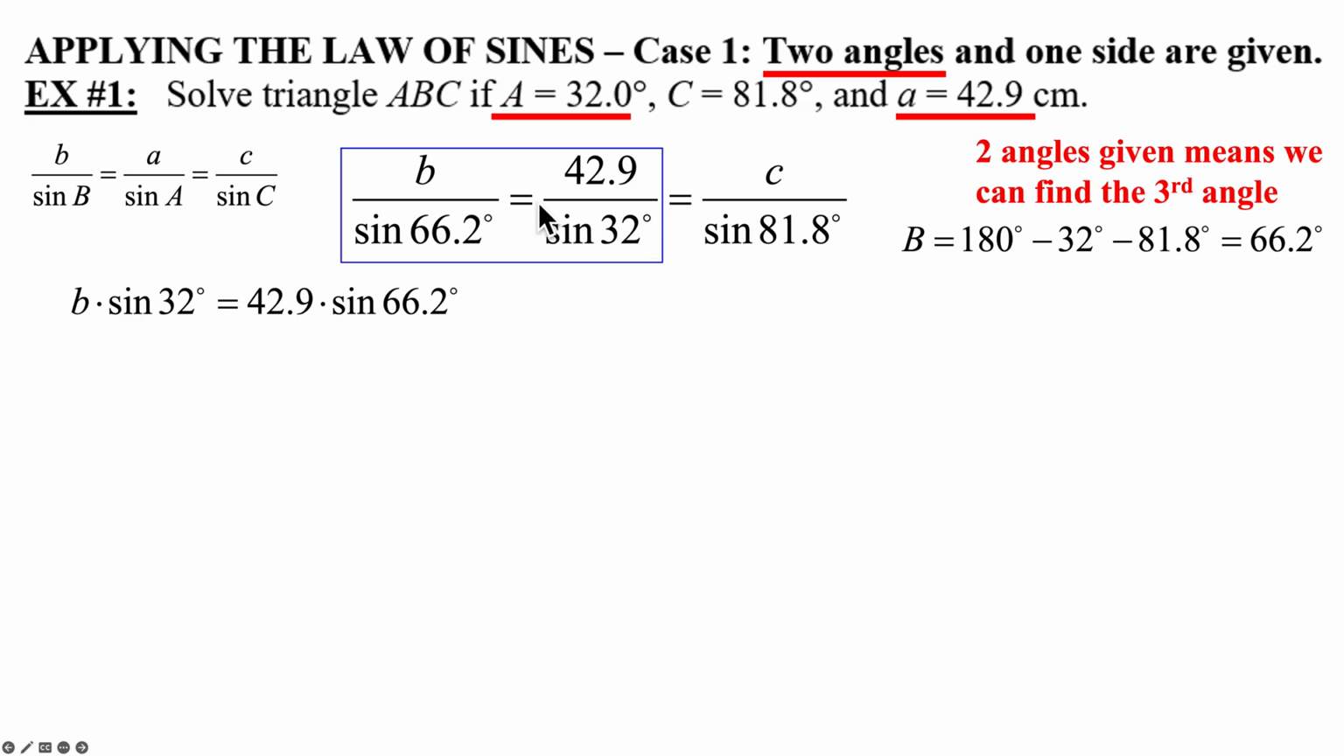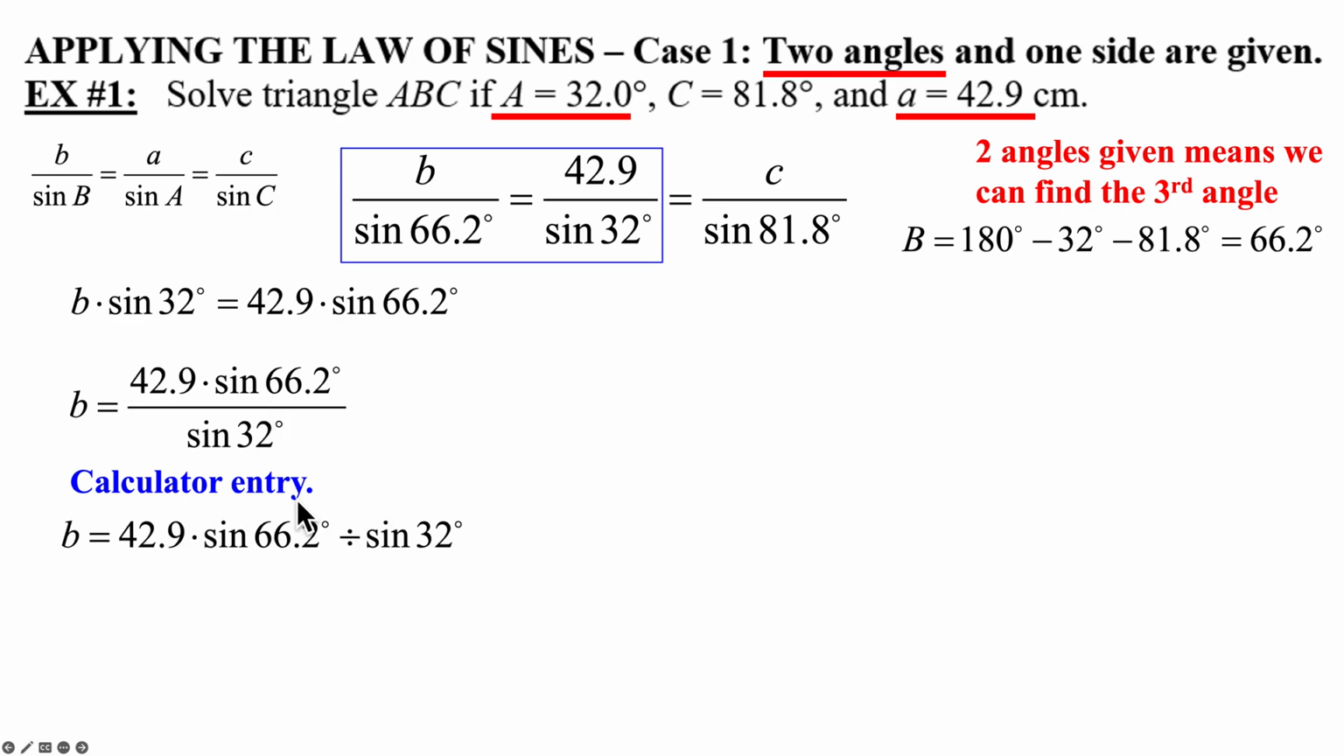Sine of 32 degrees times B. Boom, left side. 42.9 times sine of 66.2 degrees. Boom, right side. If I want to solve for B, we divide over the sine of 32 degrees. But here's the kicker. We don't want to enter this as a fraction. It takes a little bit more time. We want to become efficient. So here's my calculator entry. We want to use the division symbol instead. So 42.9 times sine of 66.2 degrees divided by the sine of 32 degrees.